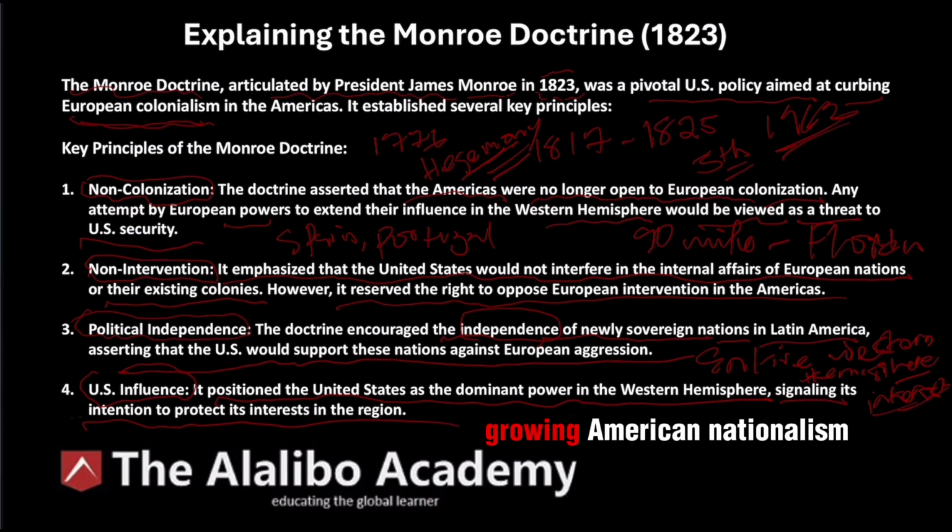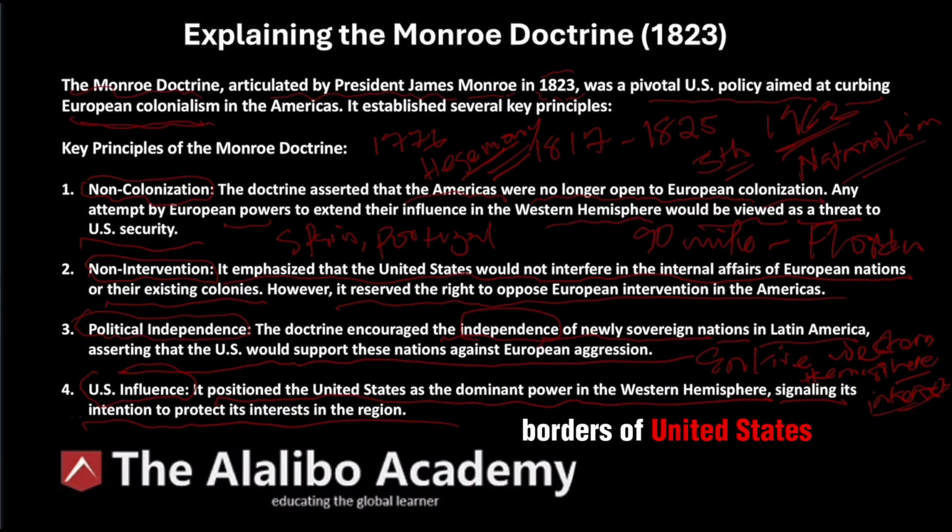It reflected the growing American nationalism, right? And this is very important. So let's put that here, right? Because one of its core aspects was nationalism. And nationalism here extending beyond the borders of the United States. And the belief in the manifest destiny, right? The idea that the U.S. was destined to expand its territories and influence.